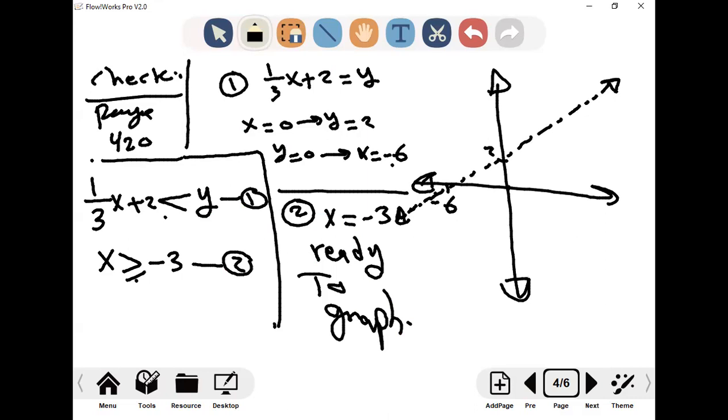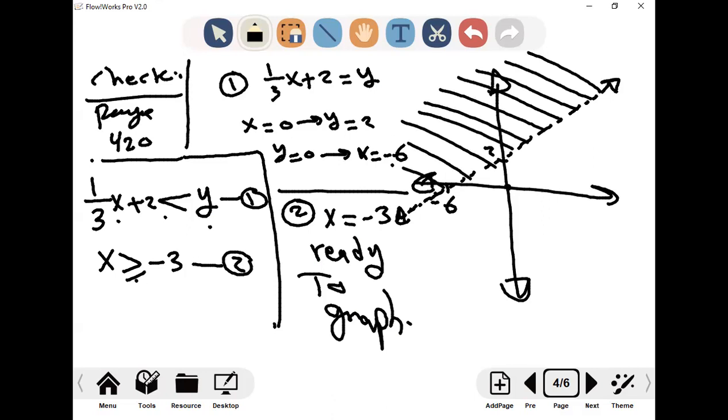Take the 0, 0 and go to your inequality here. Put x 0 and y 0. 1 over 3 multiplied by 0, 0. And the y here is 0, right? Is 2 less than 0? No. So the area with 0, 0 is not the solution. The opposite area, the other area, is the solution for the first inequality. Do you understand, guys? Fine.